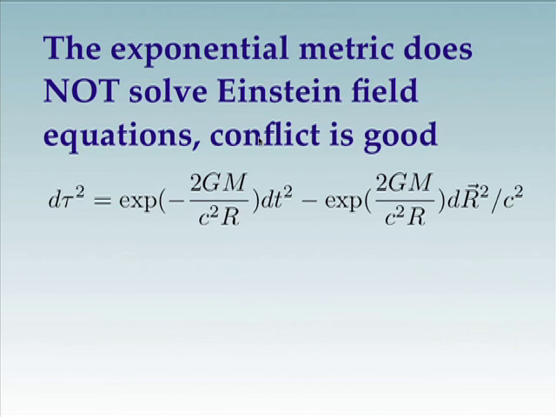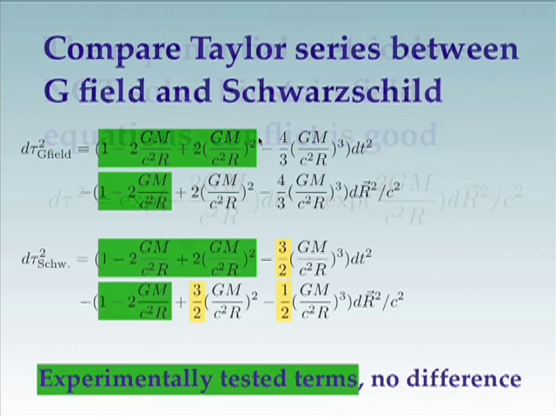The thing is that this exponential metric does not solve the Einstein field equations. And so I am in conflict with general relativity. It's the classic way you talk about this in the science world: general relativity is a wonderful theory, it has had a very long and productive life, and I've got something better. That's my hope.